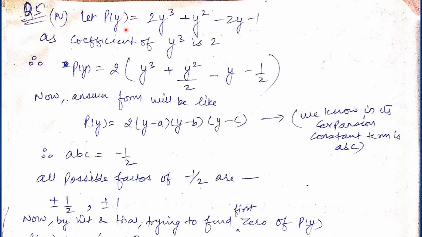Okay. Second thing, this is a cubic equation. Why it is cubic? Because power of variable, that is the maximum power, is 3. So degree is 3, hence it is cubic polynomial.